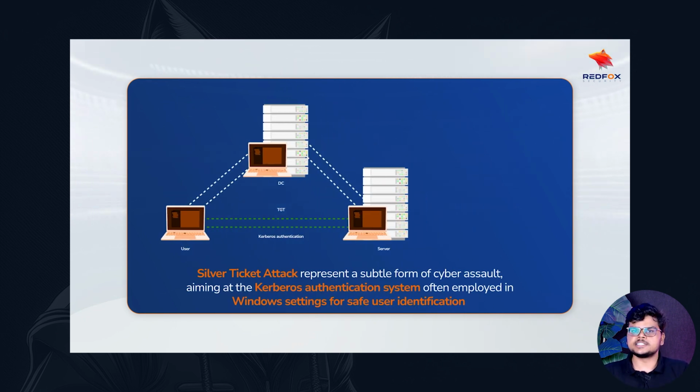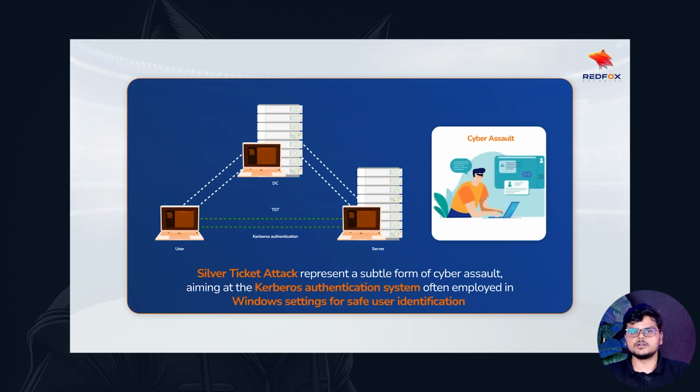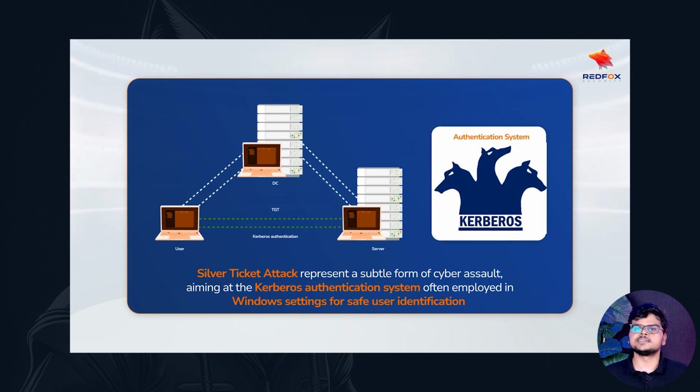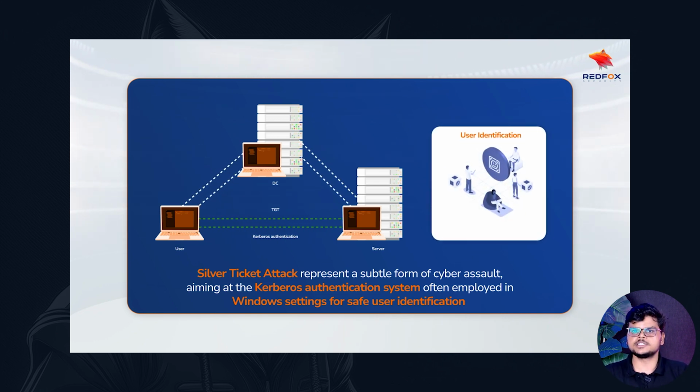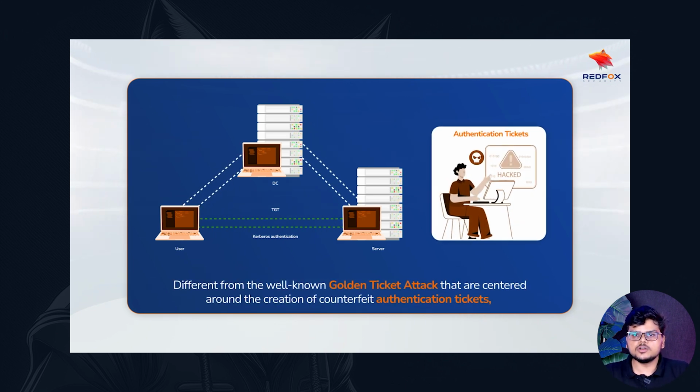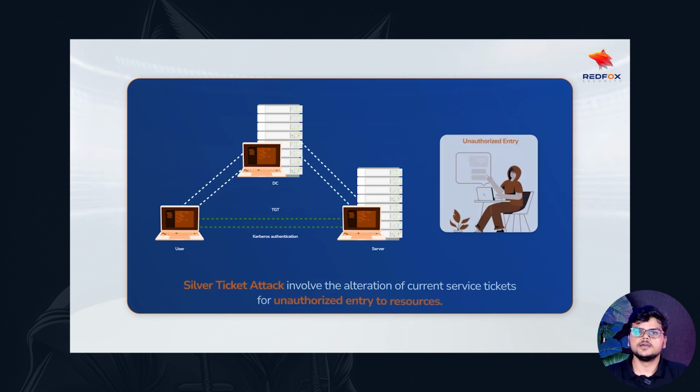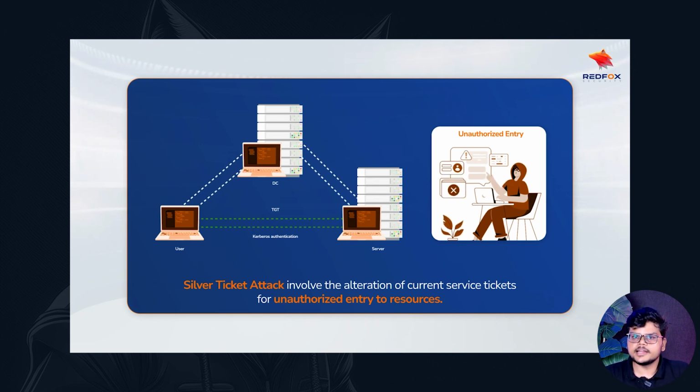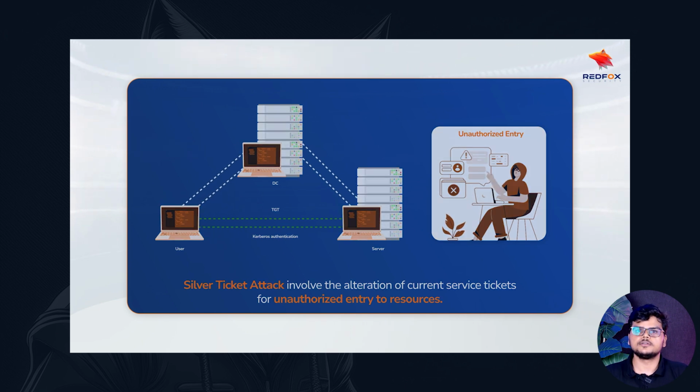Silver ticket attack represents a subtle form of cyber assault aiming at the Kerberos authentication system, often employed in Windows settings for safe user identification. Different from the well-known golden ticket attack, which is centered around the creation of counterfeit authentication tickets, silver ticket attack involves the altering of current service tickets for unauthorized entry to resources.